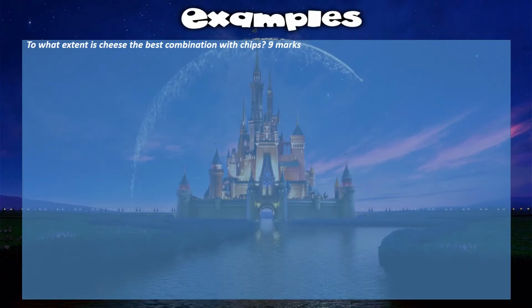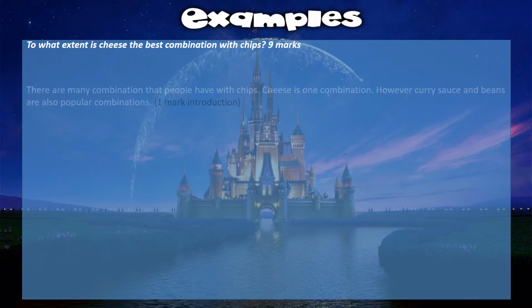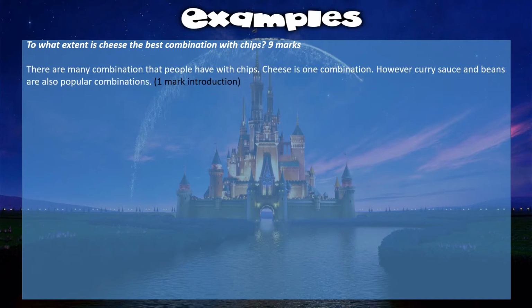Now here's an example just out of context. The example question is, to what extent is cheese the best combination with chips? 9 marks. So our introduction here: there are many combinations that people have with chips. Cheese is one combination, however curry sauce and beans are also popular combinations. So we mentioned there in our introduction 2 other factors of curry sauce and beans. Also our factor in the question is cheese. So that would be 1 mark for introduction there.